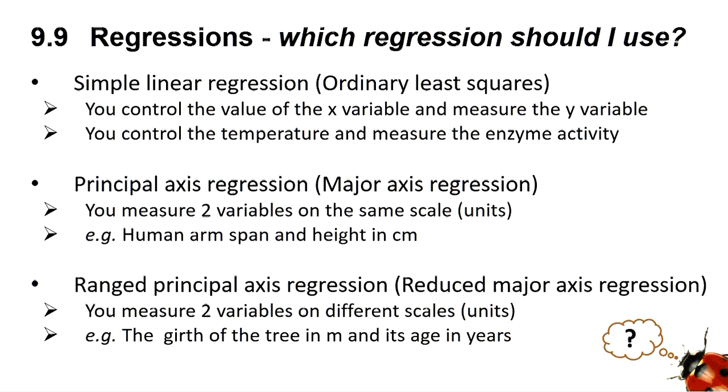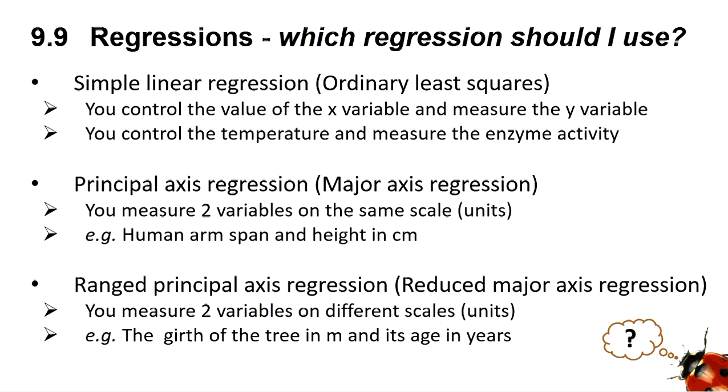If the two variables you are measuring are on the same scale, such as human arm span and human height in centimeters, then you need to use a principal axis regression, sometimes called a major axis regression. However, if the two variables are on different scales, such as measuring the girth of a tree in meters and its age in years, then you need to use a ranged principal axis regression, sometimes called a reduced major axis regression.